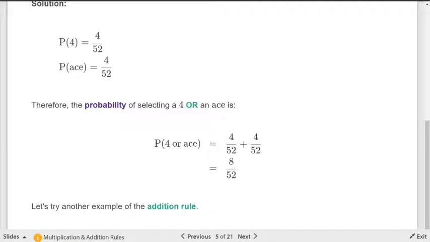Of course I would not leave it as 8 out of 52 like they did, the slackers. What's wrong with that? It'll reduce, and you should reduce it, right? 4 over 52 would have reduced. Okay, 2 over 13? There you go. So you see they're bouncing all over this. All right, so you see the addition rule?